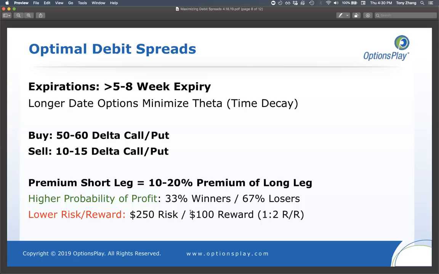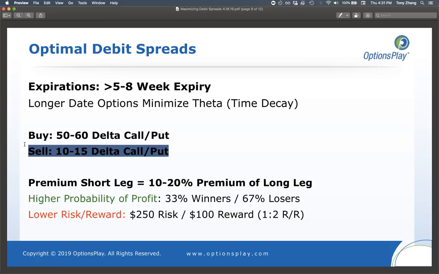As far as the strikes, we've backtested these strikes across pretty much all different deltas and different percentages, and it's pretty clear that the optimal debit spread is where the long leg is a slightly in the money call, so a 50 to 60 delta call or put. Usually the first or second strike that's in the money is a good starting point, and then selling about a 10 to 15 delta call or put against that. So a call that has only roughly a 10 to 15% chance of being in the money is where you want to sell. You want to sell relatively far away.